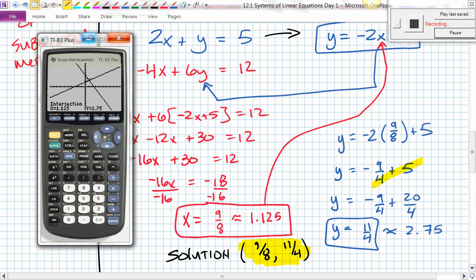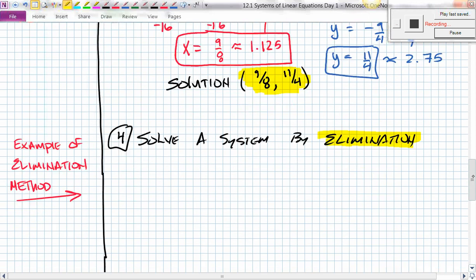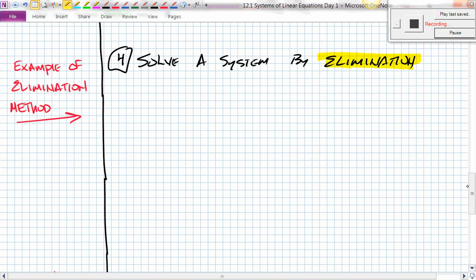All right. Here we go. Let's go to the last example. We're going to solve by elimination. Nice. Very good. So the original ticket problem said it was 6x plus 8y equals 3.